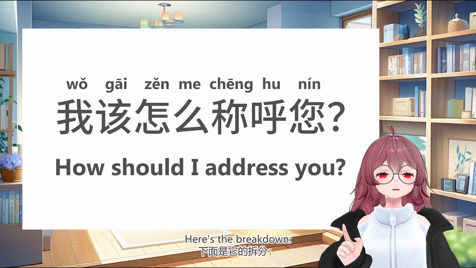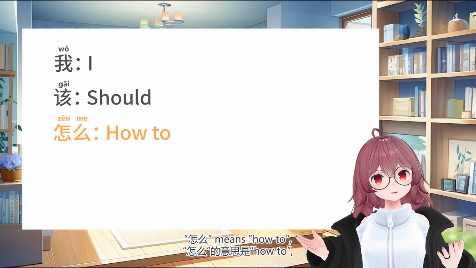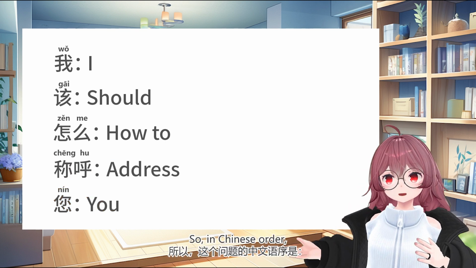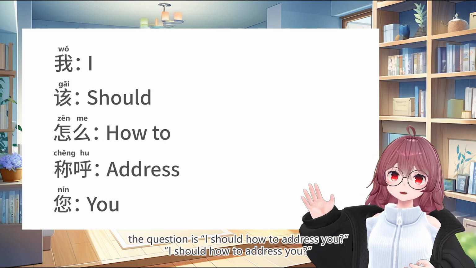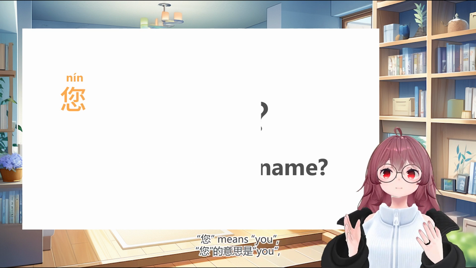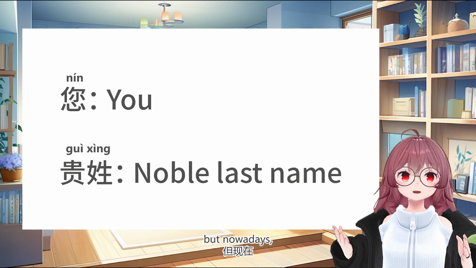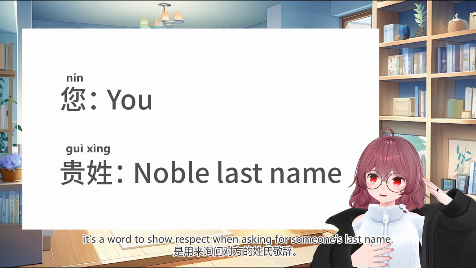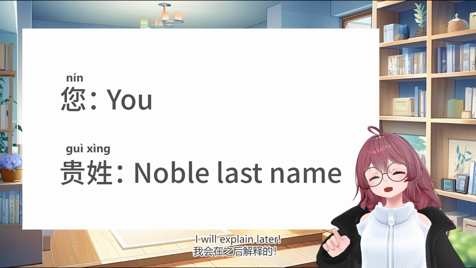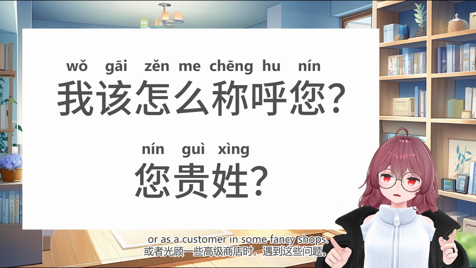In formal conversations, you can also hear 我该怎么称呼您 or 您贵姓. 我该怎么称呼您 means how should I address you? Here's the breakdown. 我 means I. 该 means should. 怎么 means how to. 称呼 means address. 您 means you. So in Chinese order, the question is, I should how to address you. 您贵姓 means what's your last name? 您 means you. 贵姓 means noble last name, but nowadays, it's a word to show respect when asking for someone's last name. Why do we only ask for last names? I'll explain later. Normally, you could get those questions on some business occasions or as a customer in some fancy shops.